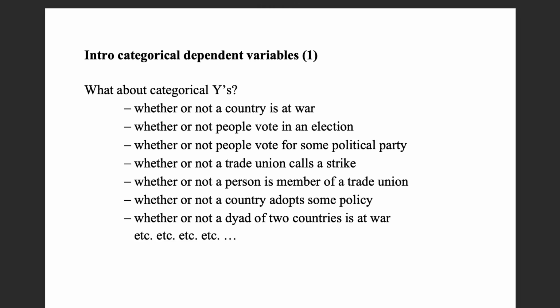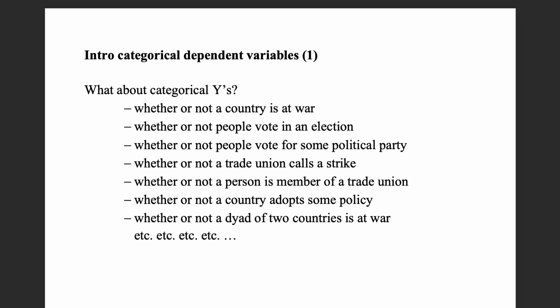In other words, these are just a couple of typical examples you will see in political science, both in comparative politics as well as in international relations research, where the thing that political scientists want to explain are things that are really categorical outcomes. Something happened or something did not happen. There are different categories on our dependent variable.